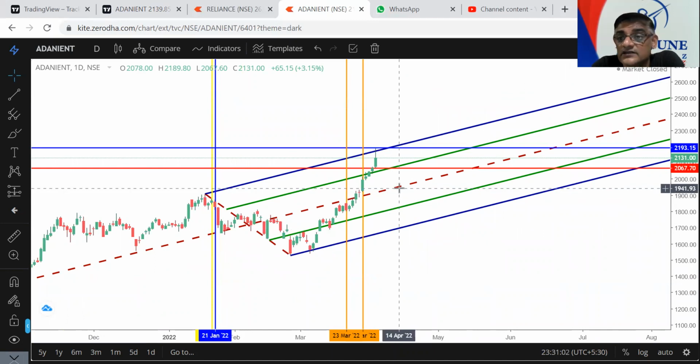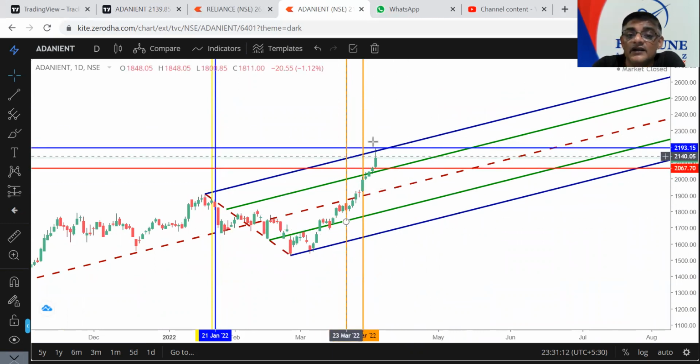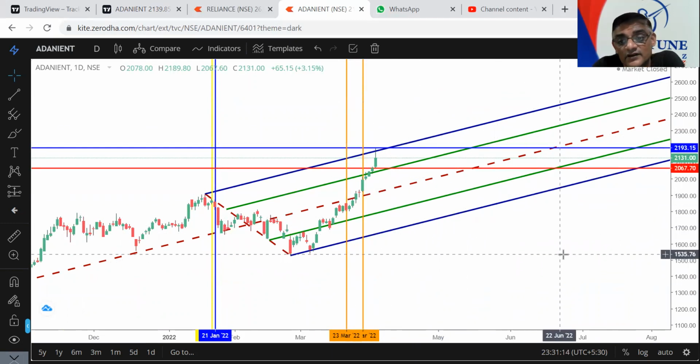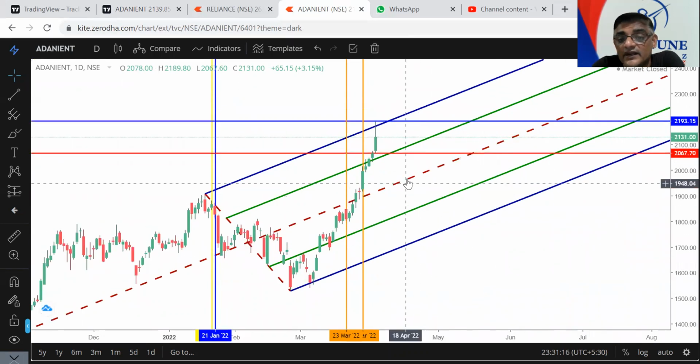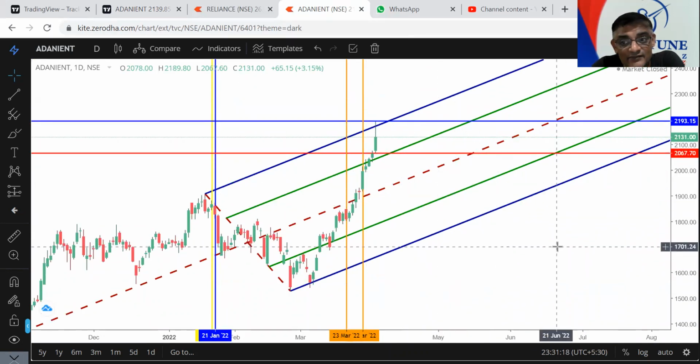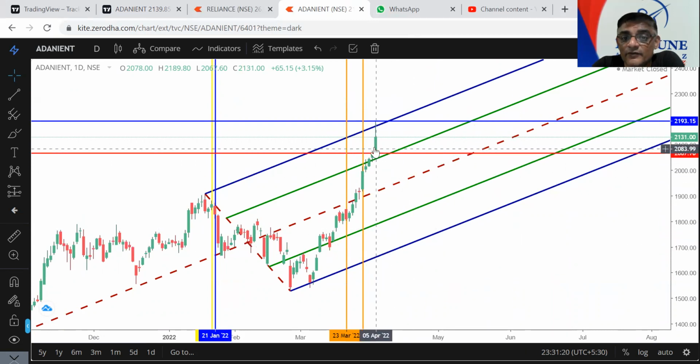But I will buy because this counter is not in sell at all from 194. So I will try to buy this counter whenever it gives up and comes to my median line or my date line, because there is no date apart from today. There is no date in Adani Port for the whole month of April.